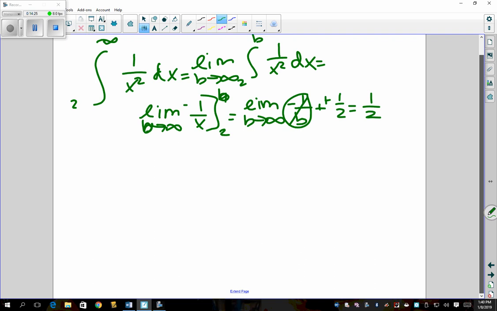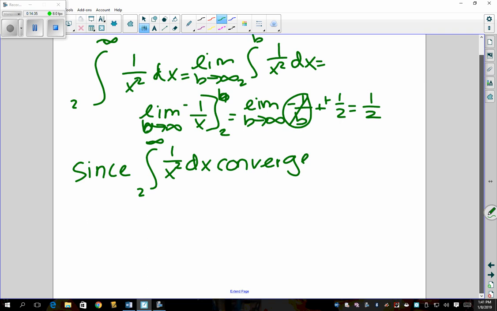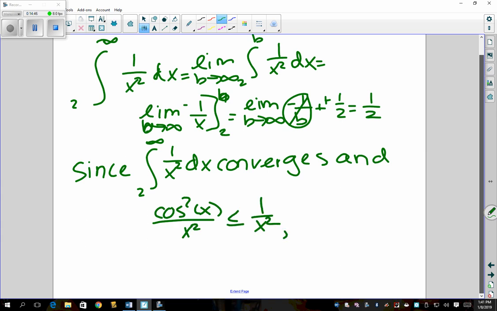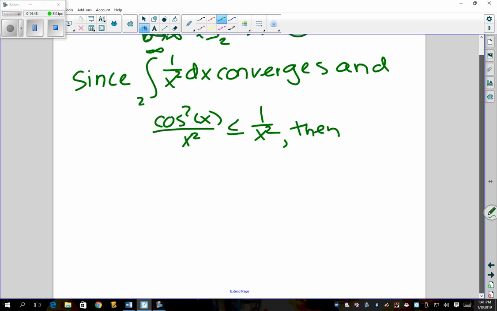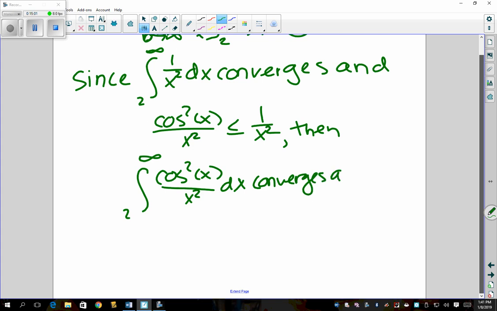But we know that since the integral from 2 to infinity, 1 over x squared dx converges, and that cosine squared x over x squared has to always be less than 1 over x squared, then our integral from 2 to infinity of cosine squared x over x squared dx converges as well.